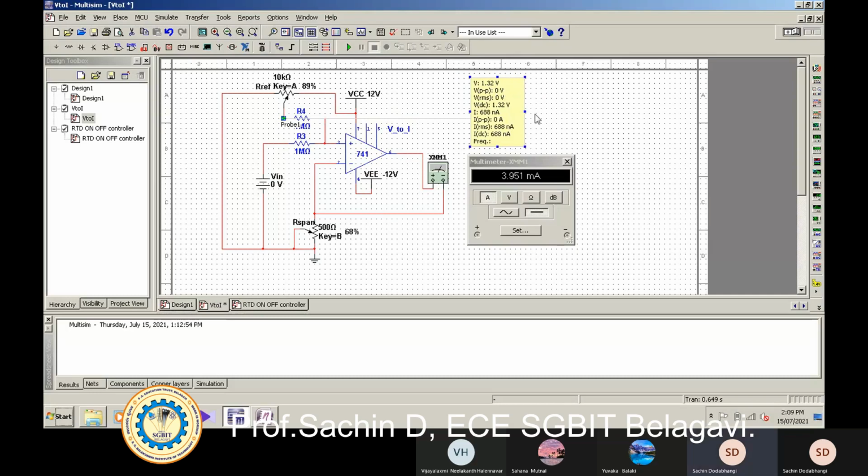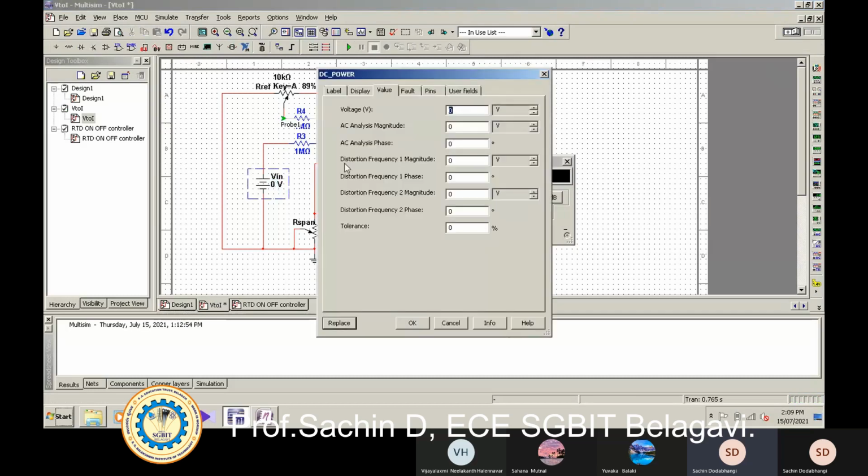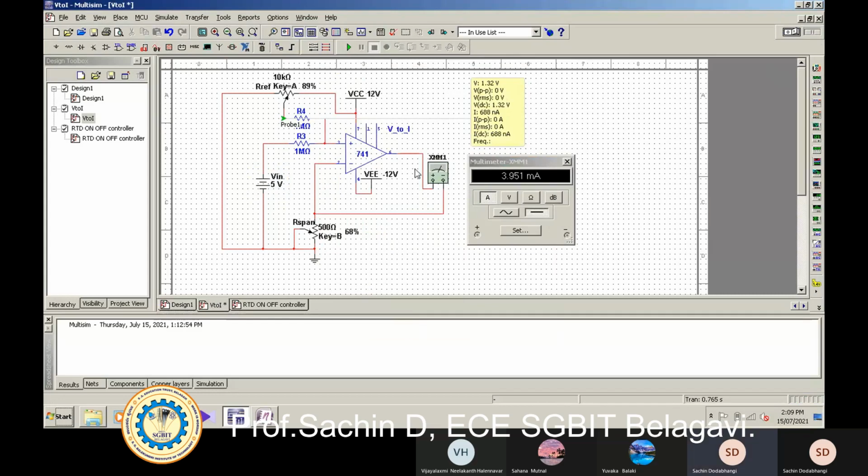So there are many readings here, current, voltage. The first one is 1.32. Let us take it as, I will turn it on. See, I have turned it on. So you can see 3.95. Suppose I pause it and change the input voltage. What was the design for 5 volt, no? For 5 volt, I will take this input voltage to be 5 volt. Can you see this 5 volt here? I have set this for 5 volt. Okay, now I will turn it on.